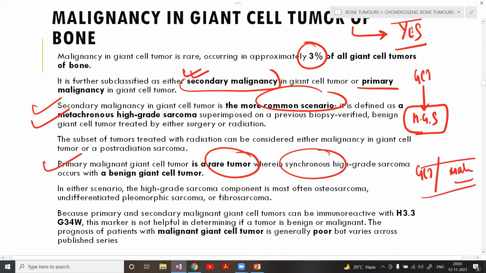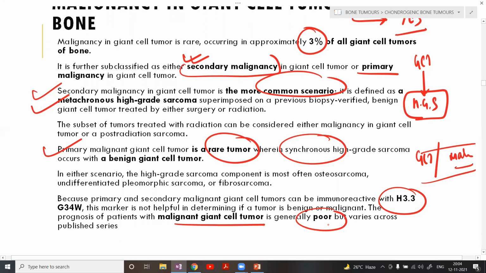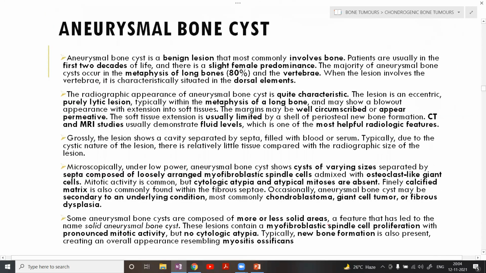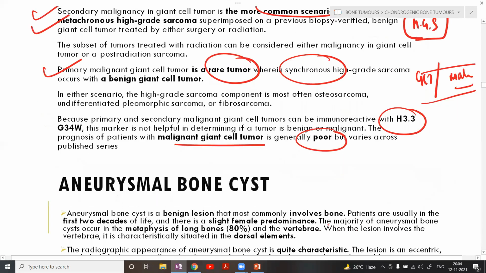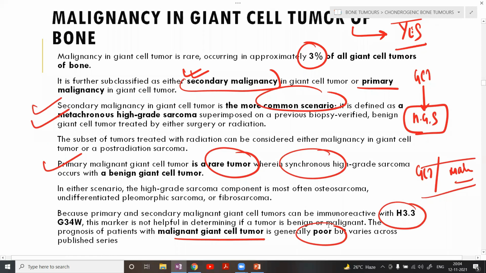Just remember one thing: this immunohistochemistry, H3.3 IHC, or even H3F3, is not very helpful in determining the malignant nature because it is positive in both malignant as well as benign GCT. And patients with malignant GCTs have a very poor prognosis. Okay, so this is all about malignancy in GCT. Any doubts with regard to this GCT?